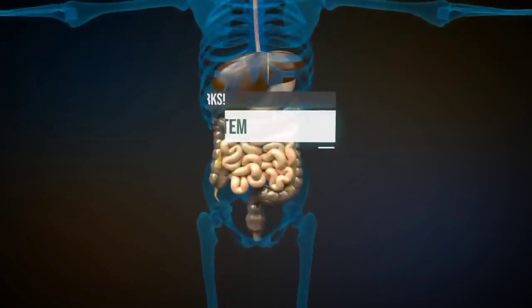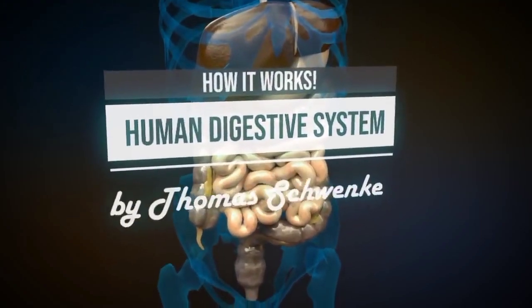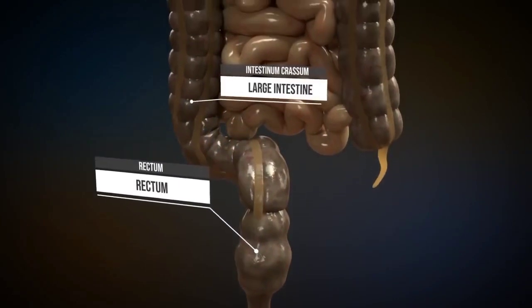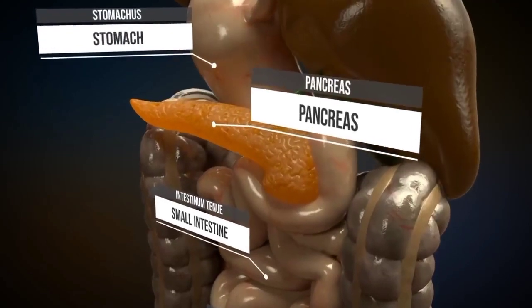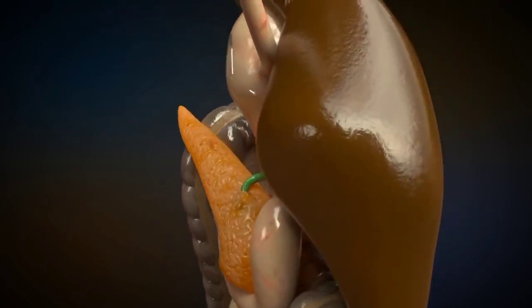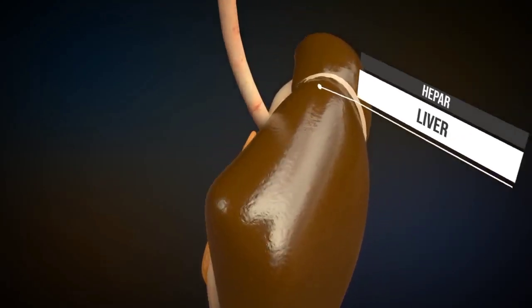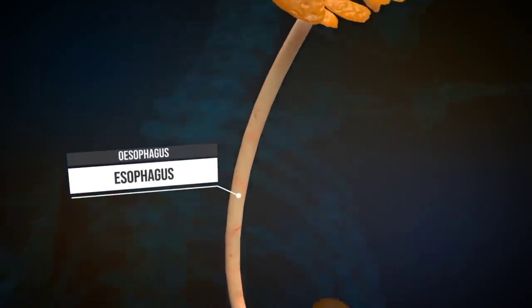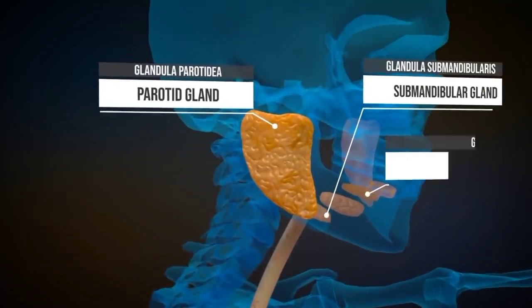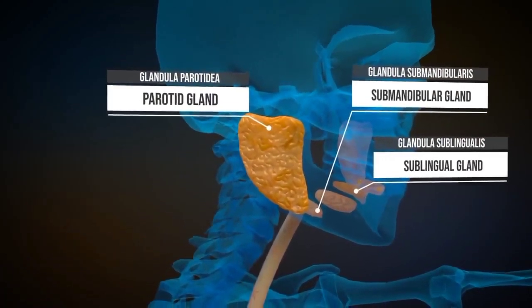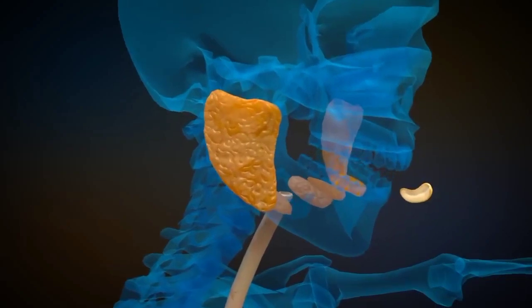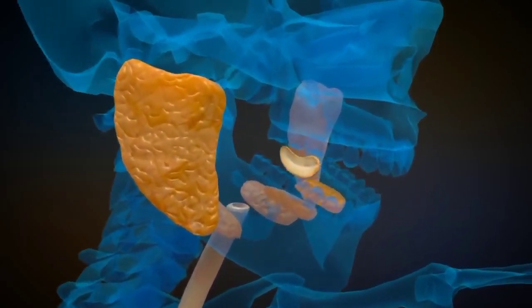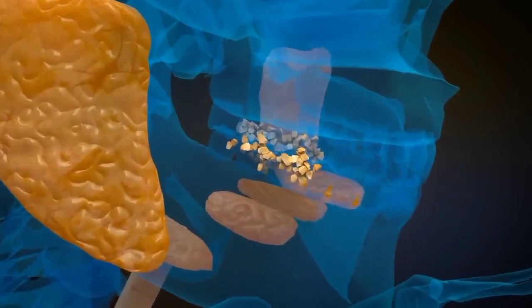The human digestive system is a very complex and varied system. It basically consists of the rectum, the large intestine, the small intestines, the pancreas, the stomach, also called gaster and ventriculus, and the liver with the gallbladder, esophagus, parotid gland, submandibular gland, and sublingual gland. The esophagus is also part of this system, as well as various salivary glands near the mouth.